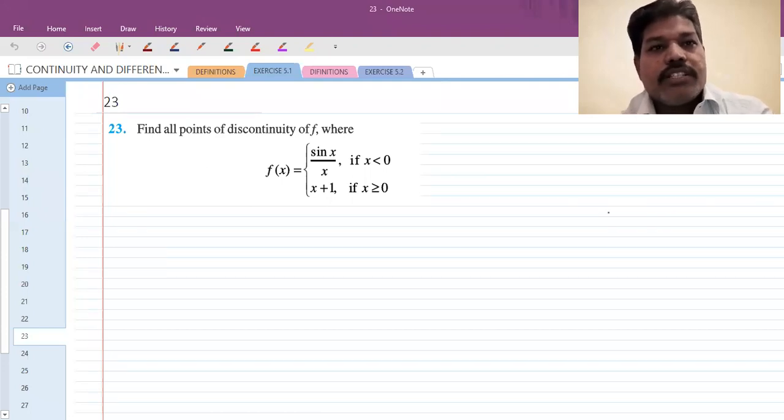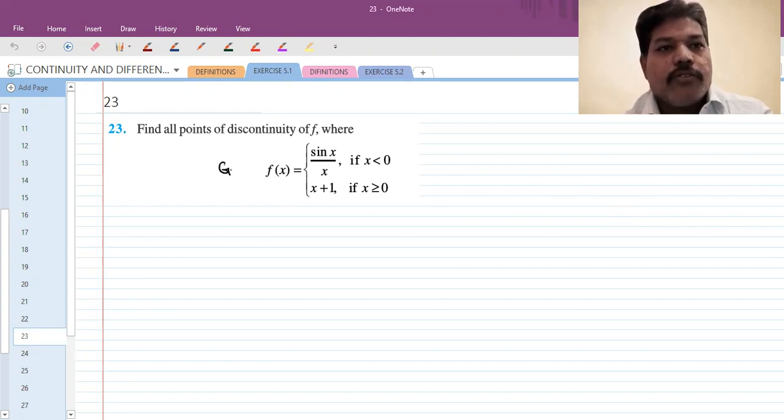So how to prove this? First, we have to take the given function: f of x is equal to sin x by x if x is less than 0, and x plus 1 if x is greater than or equal to 0. Here you have to understand this clearly.